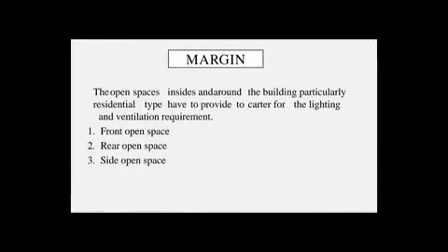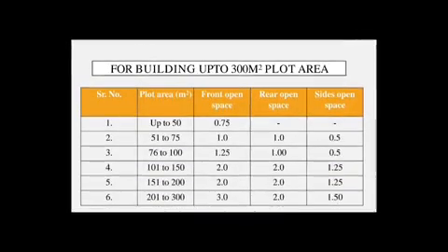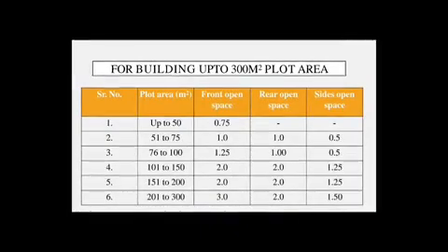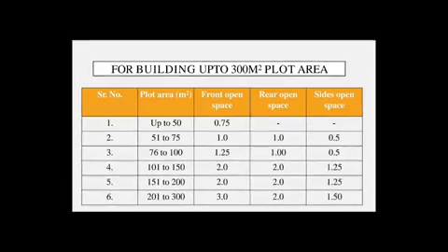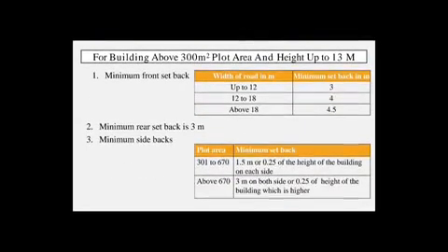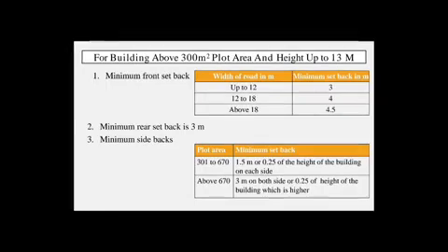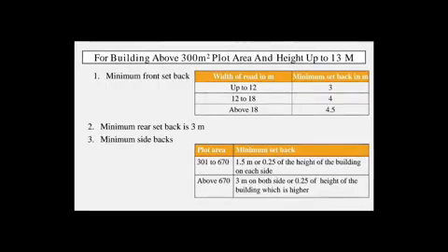So here are some margins, that is the front, rear and side open spaces. According to the plot area, here is one table for the front, rear and side open spaces if the plot area is up to 300 meter square. If the building is above 300 meter square plot area and height up to 13 meters, the minimum front setback distance is given in the table. Minimum rear setback distance is 3 meter and minimum side setback distance is also given in the table.